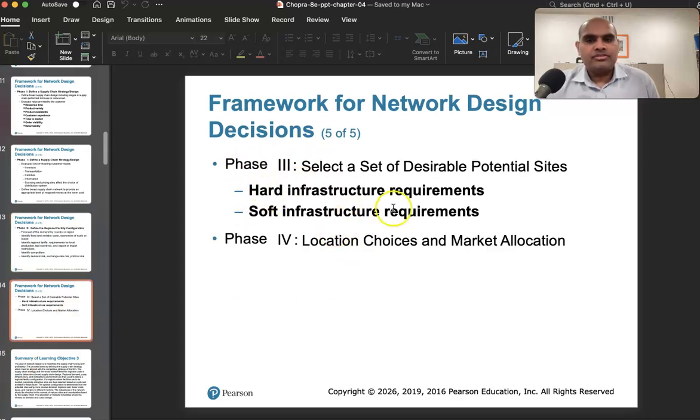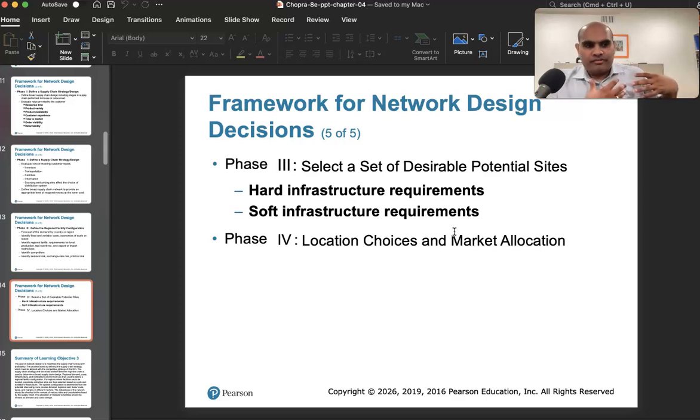And phase 3 is you set hard infrastructure requirements, soft infrastructure requirements, and finally you make the location choices and you figure out market allocation. So you basically say, okay, this is where I'm going to place my facilities, and this is how I'm going to allocate my market demand.